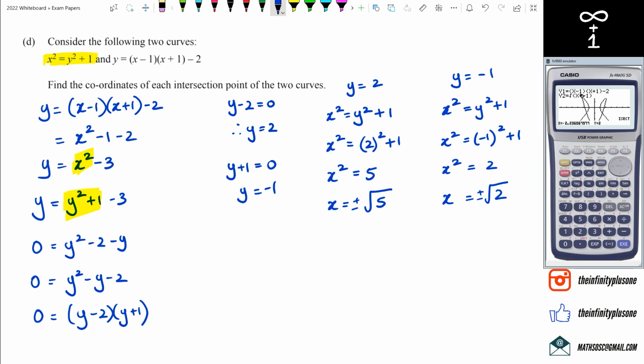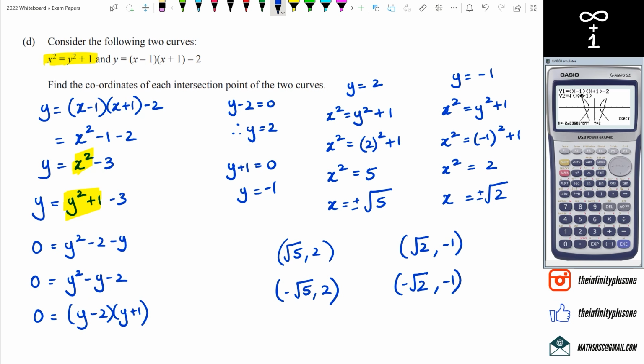Now, we do need to write down the 4 points of intersection, all right? So the first one is going to be square root of 5 and 2. Our next one is going to be negative square root of 5 and 2. And on this side, we've got square root of 2 and negative 1, and negative square root of 2, negative 1.